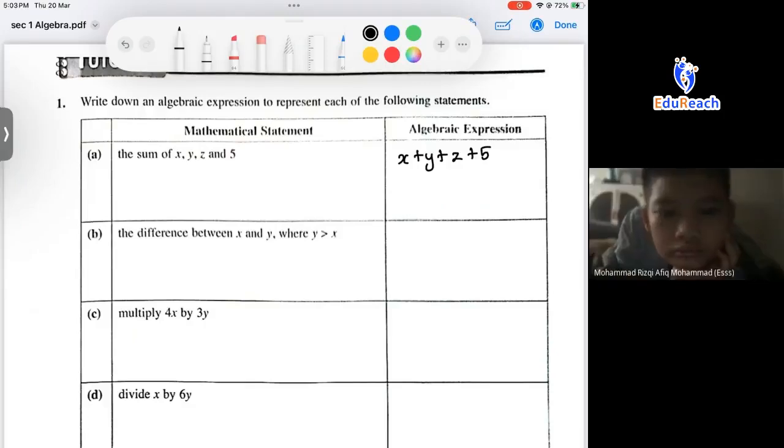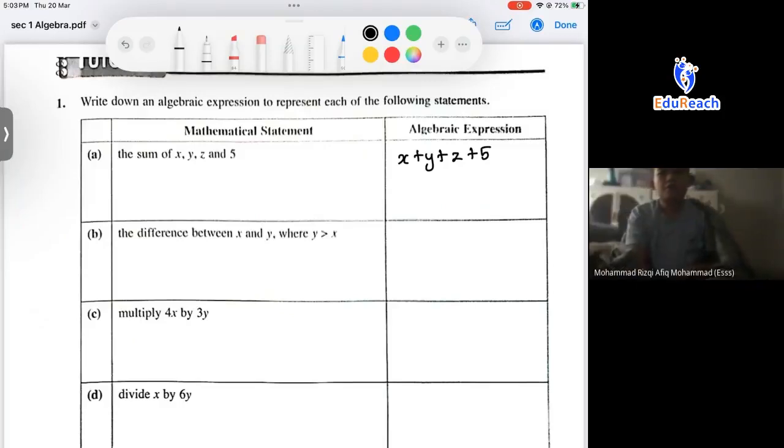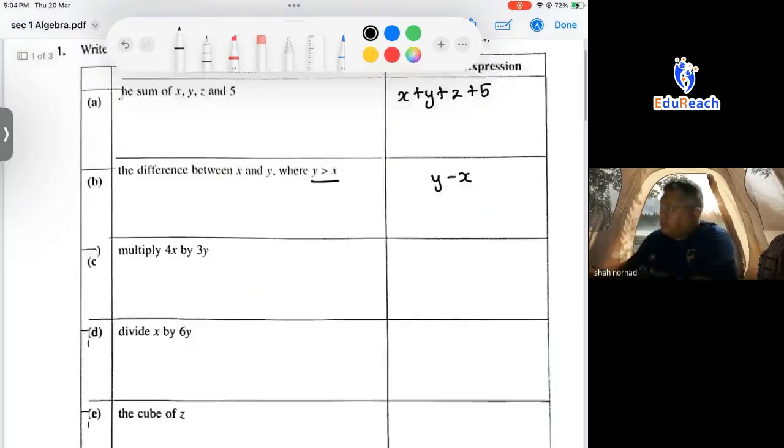What does difference mean? Y minus X. Good. Y minus x, because y is greater than x. So you cannot take x minus y. All right. Next.